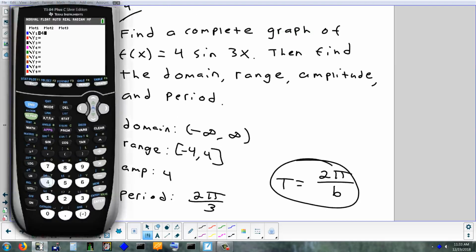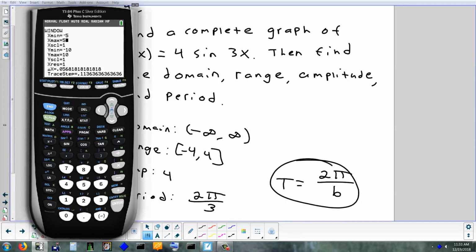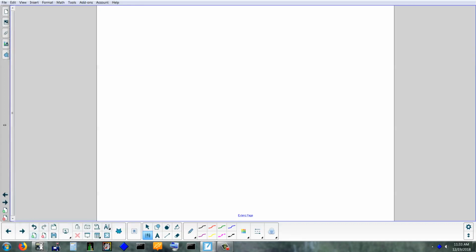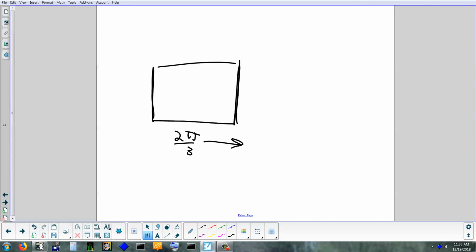Now the easy part is to graph it. So type in 4 sine 3x. And for my range, I'm going to go negative 5 to 5, just so it's not right on the edge of the screen. And how big was one period in this problem? 2 pi over 3. So what that means is you have to set a window if you want to see one period from this edge to this edge of the window. It has to be a distance of 2 pi over 3.